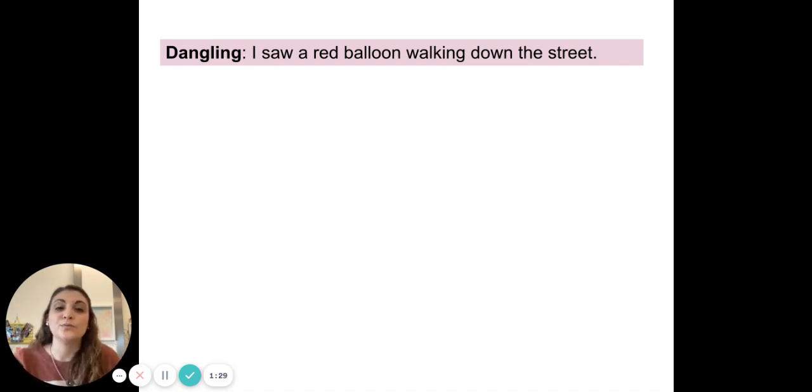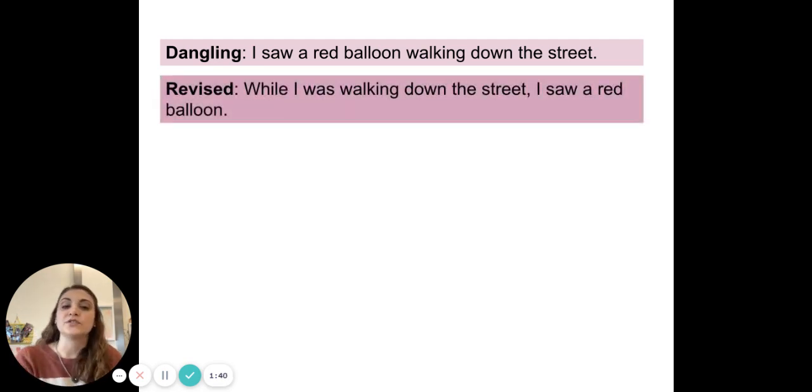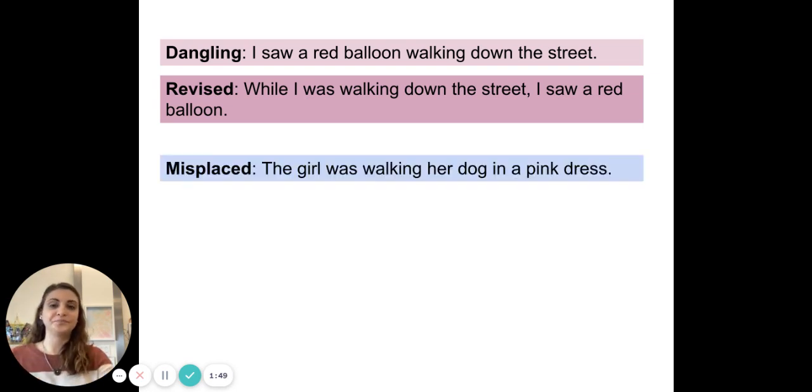I saw a red balloon walking down the street. Well, in this sentence, it sounds like the red balloon is walking down the street, and that's like a science fiction movie or something, I'm not sure. Let's change it. While I was walking down the street, I saw a red balloon. So we added the pronoun I in here just to clear it up. Chances are I was the one walking down the street, not the red balloon.